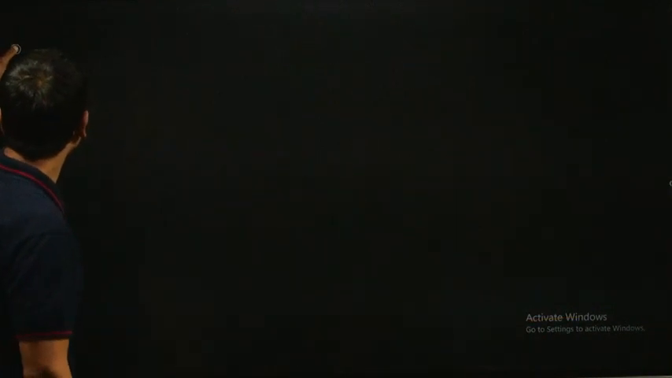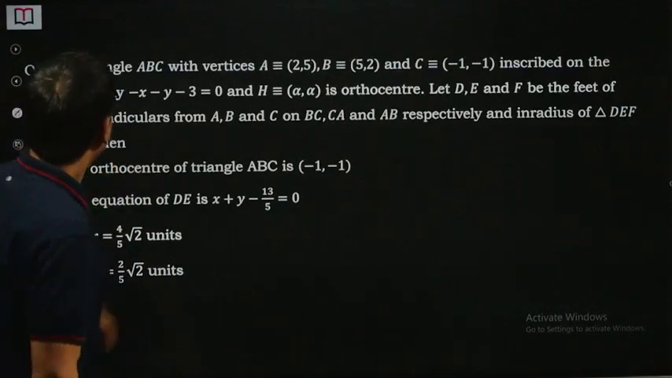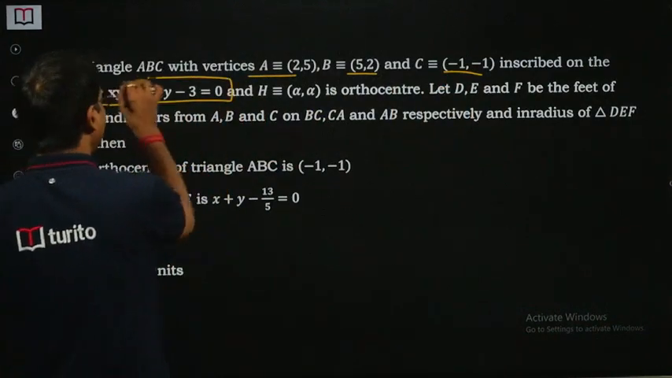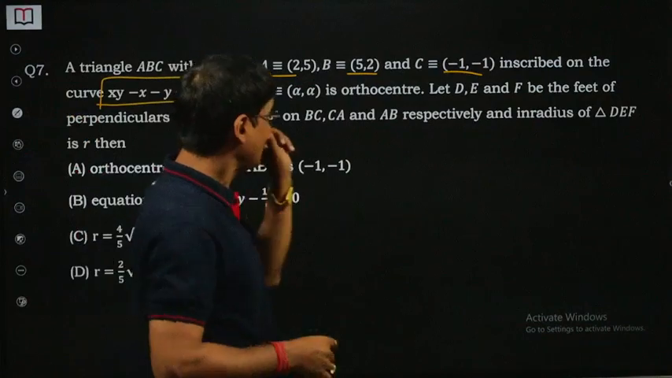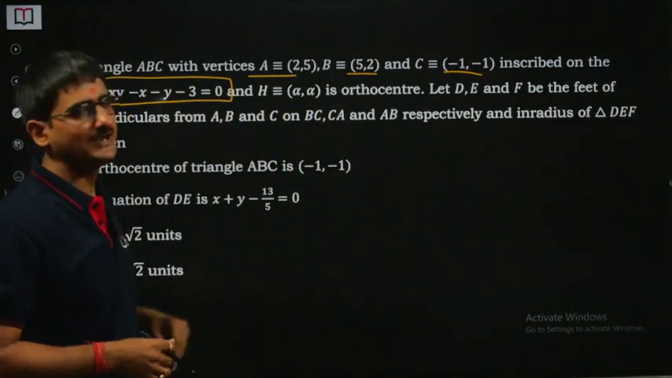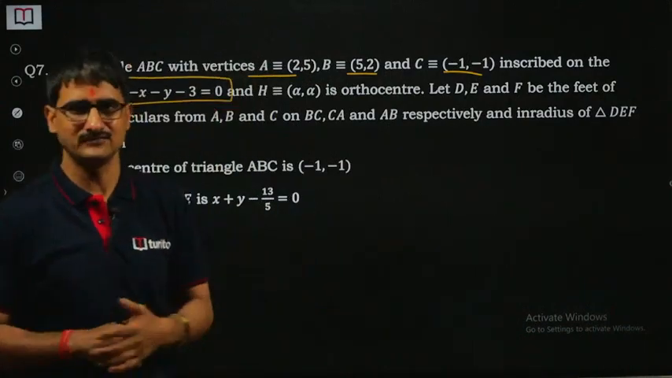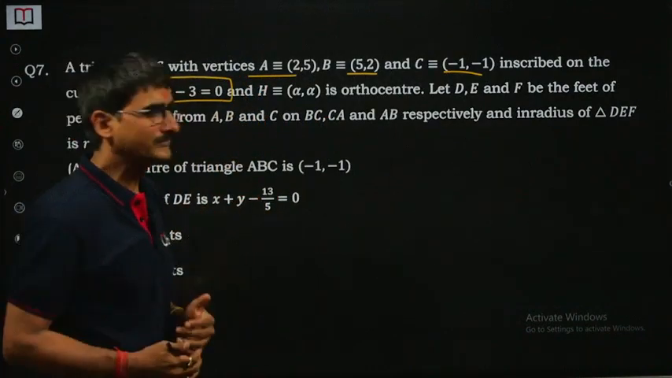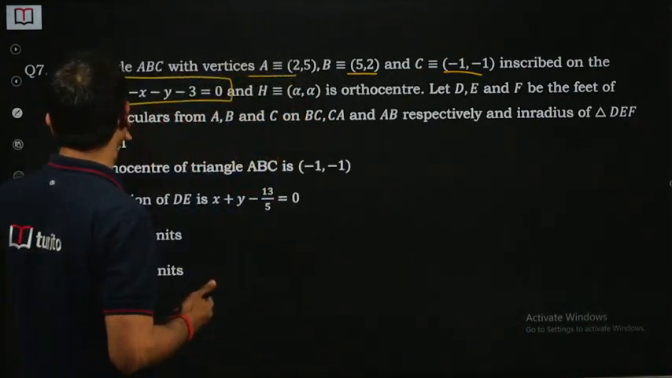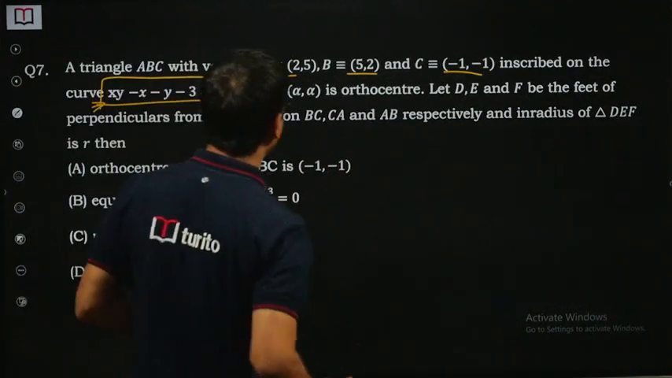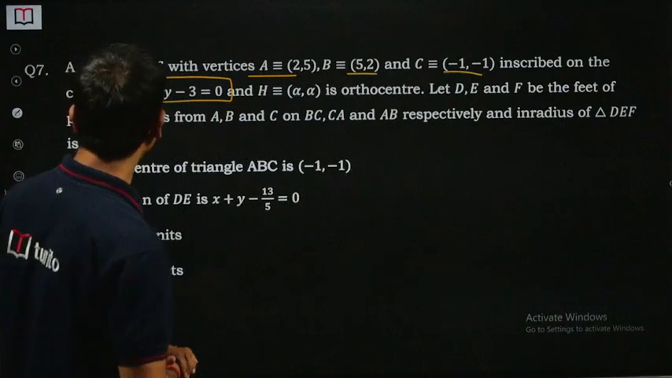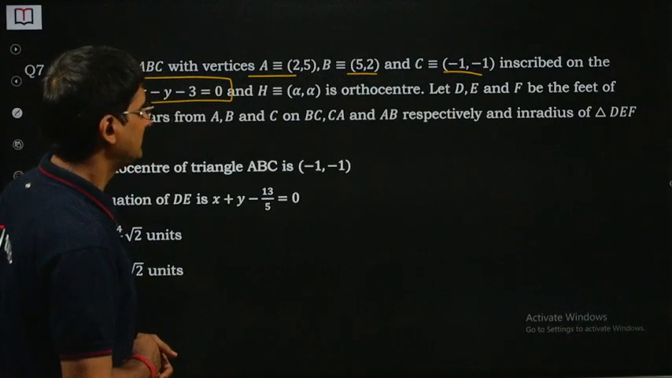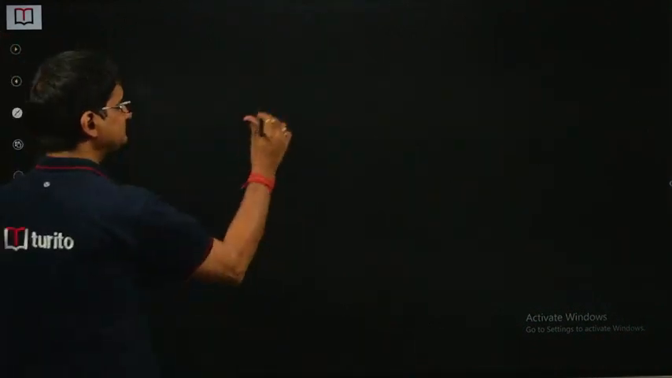I solved it completely. Okay, now a triangle ABC with vertex this and this inscribed on the curve. See, I got this question as a doubt, but then I didn't solve it. I use it nowhere. I don't know why they have given it. If anyone else while watching this video gets the idea, do let me know. Because how I use it, you will definitely come to know. After that, I didn't find any purpose of this form. H alpha is the orthocenter, let DEF be the feet of perpendicular from ABC on the opposite sides. Inradius of triangle DEF is r, then.